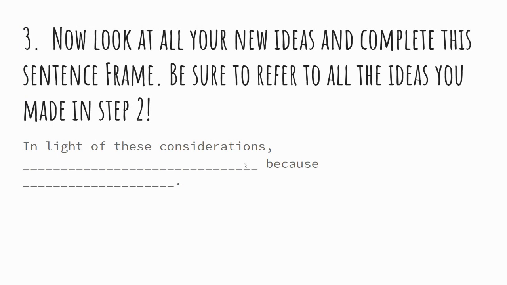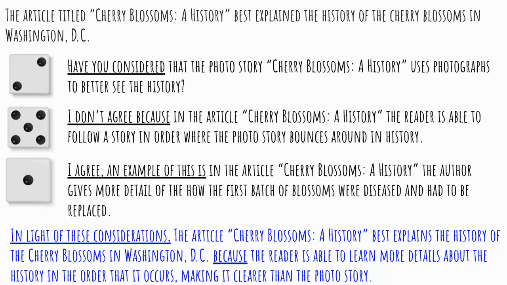Okay. Now step 3. Now they look at all of their new ideas and complete this sentence frame. And they have to be sure to refer to all the ideas that they made in step 2, which is the rolling of the dice. And so the frame is, in light of these considerations, blank because blank. And so they might come up with this. In light of these considerations, the article Cherry Blossoms, A History best explains the history of the cherry blossoms in Washington, D.C., because the reader is able to learn more details about the history in the order that it occurs, making it clearer than the photo story.